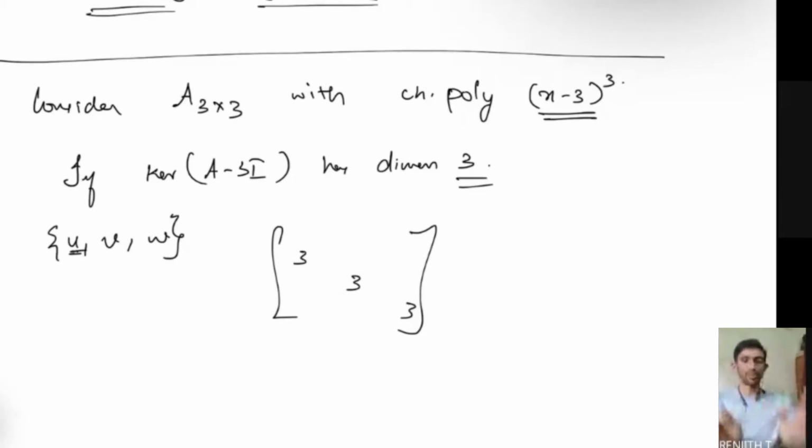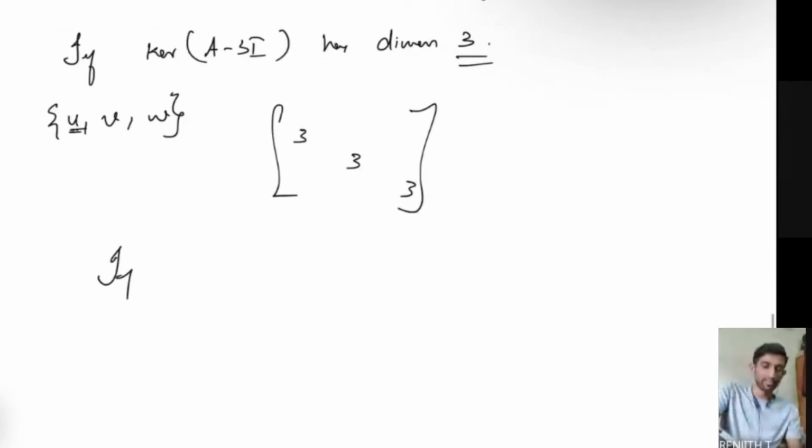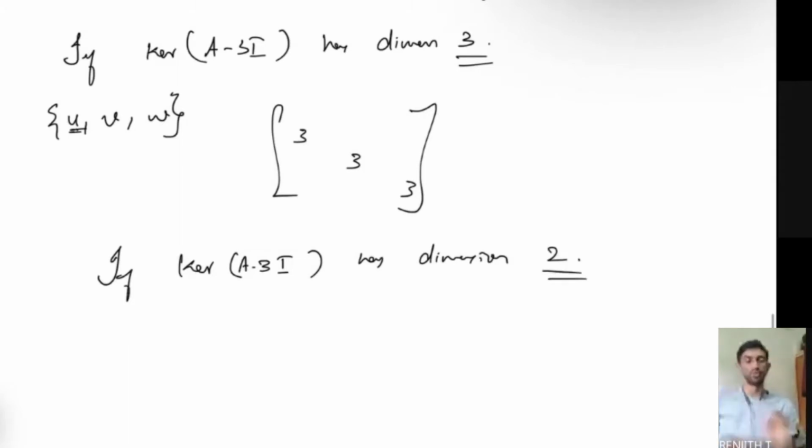Suppose not. Suppose the kernel of A minus 3I has dimension 2. So you have only dimension 2. Then what will you do? Then you know what the eigenvalues of A minus 3I will be.